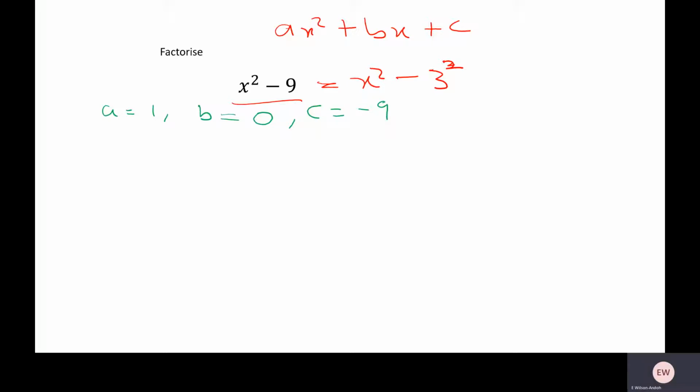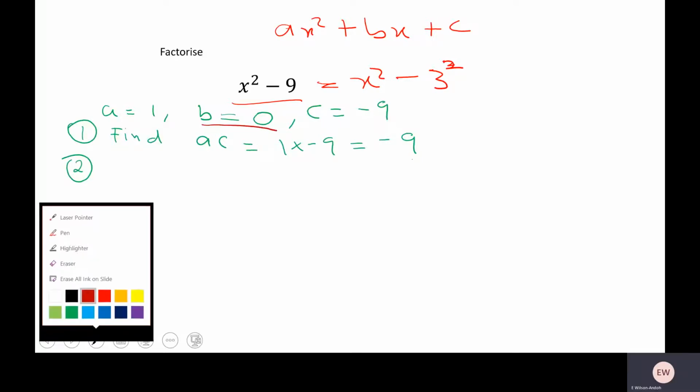So now that we have our a, b, and c, let's start with the first step. So the first step is to find our ac, and our ac is 1 times minus 9, which is equal to minus 9. And then the second step, we find two factors that multiply to get minus 9. And then when we add these two factors, we will get 0 because that is our b. b is 0.